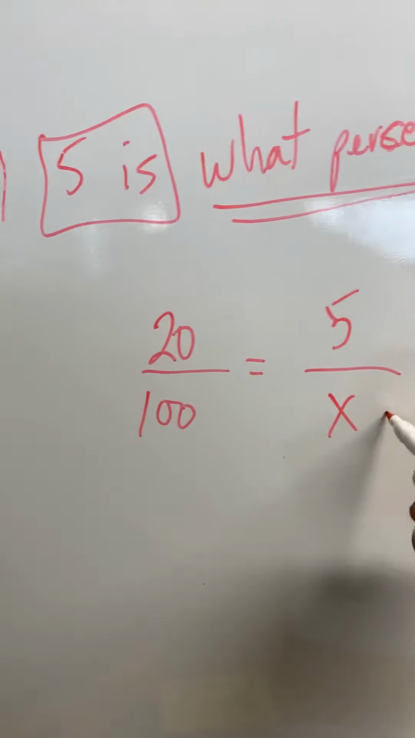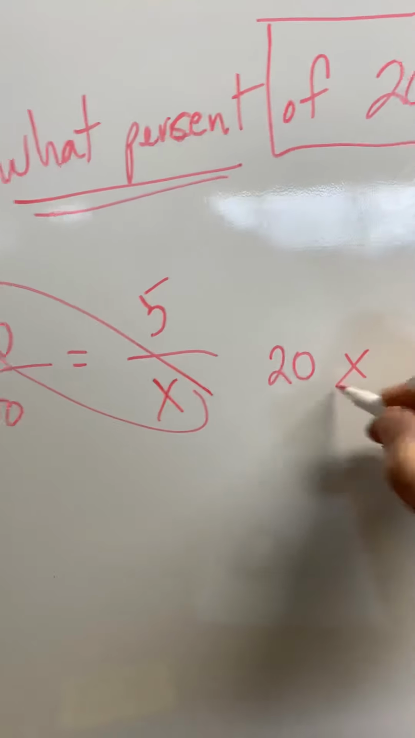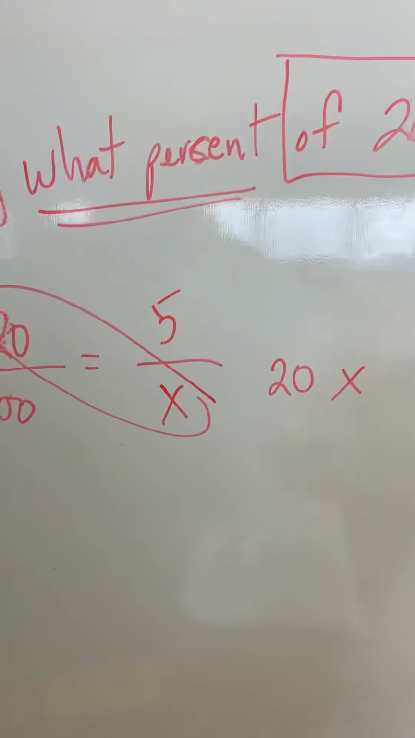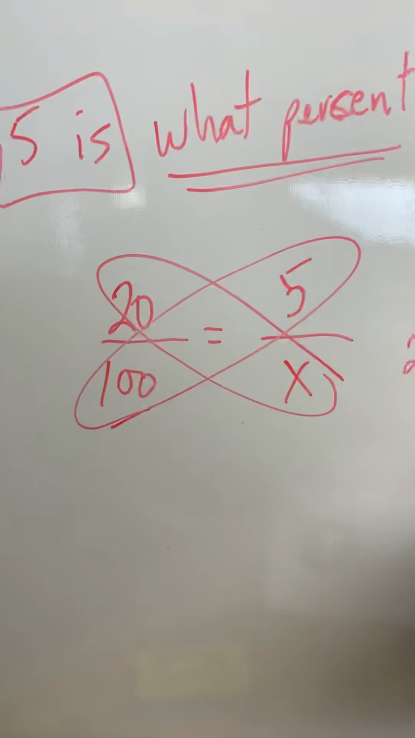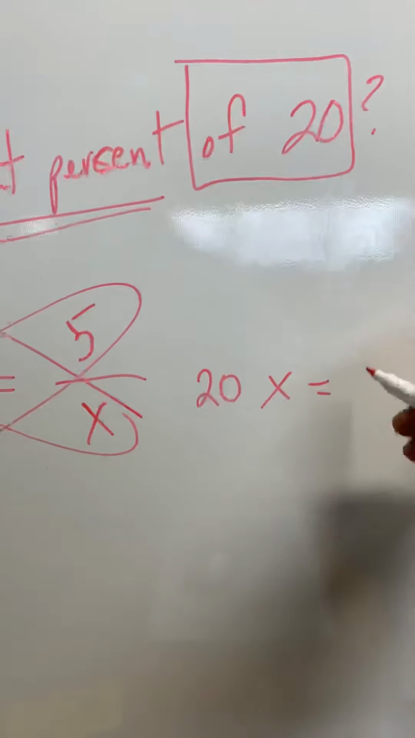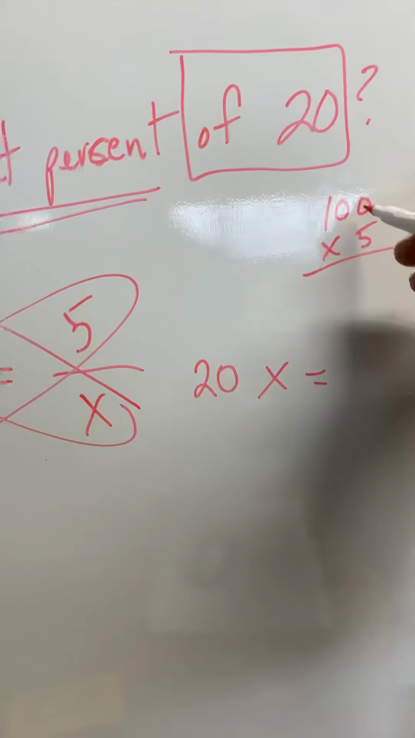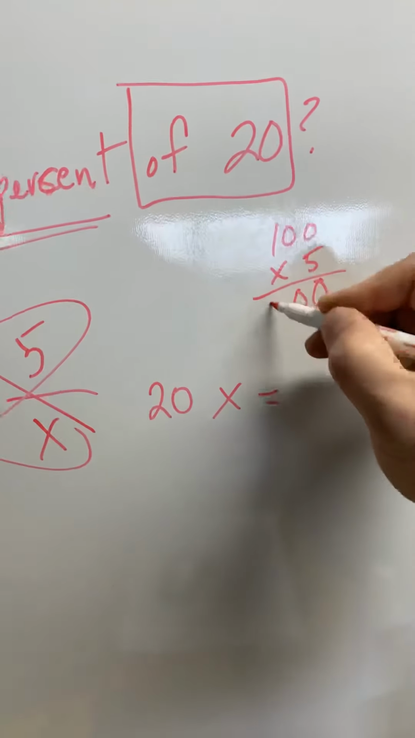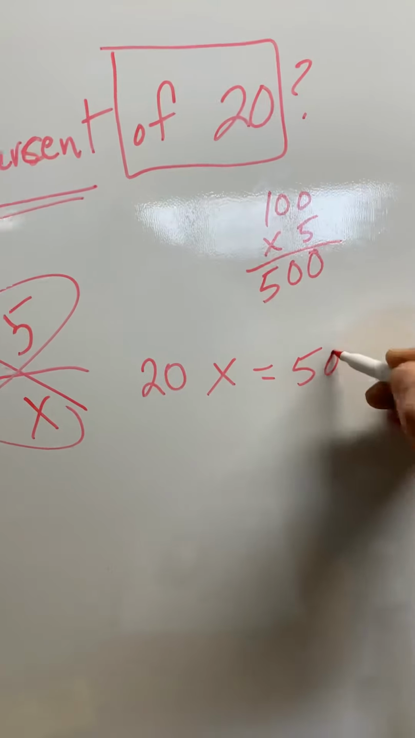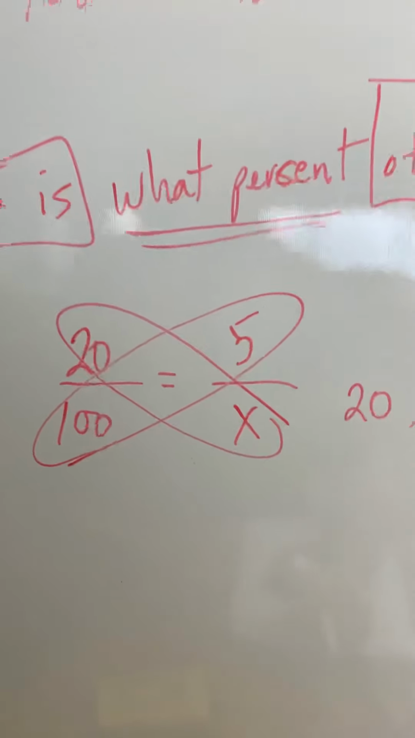Just simple: cross multiply, and then divide. I get 20x, because 20 times x, we don't know the value of x, so they just attach to each other. Then you cross multiply the other way, and you get 100 times 5. If you don't know that, you go up here and you go 100 times 5. 5 times 0 is 0. 5 times 0 is 0. 5 times 1 is 5. So that is 500.